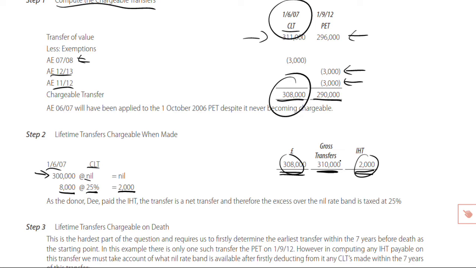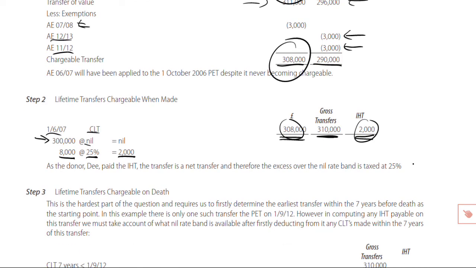Now, of course, in real life, all of this will have happened years ago, and we'd have reference back to it to now allow us to deal with, sadly, the rather more recent death of the taxpayer and the lifetime transfers chargeable on death. Now, this, as we say here in this introduction, is potentially the hardest part of the question and requires us to firstly determine the earliest transfer within the 7 years before death as the starting point. Now, there is only one transfer made within the 7 years before the death, and that was the PET, for which we had a chargeable transfer of 290.